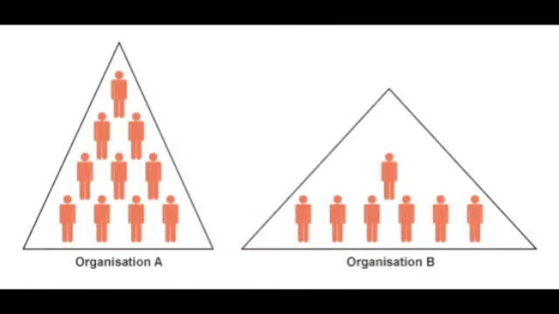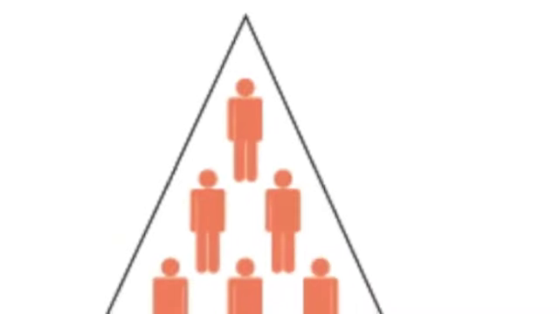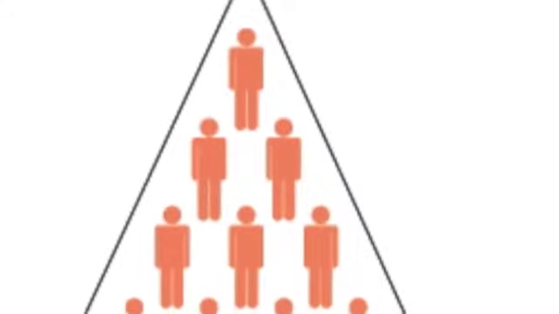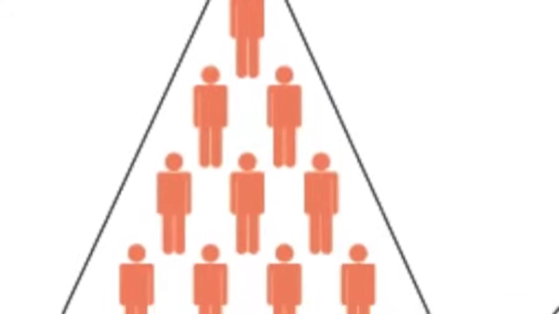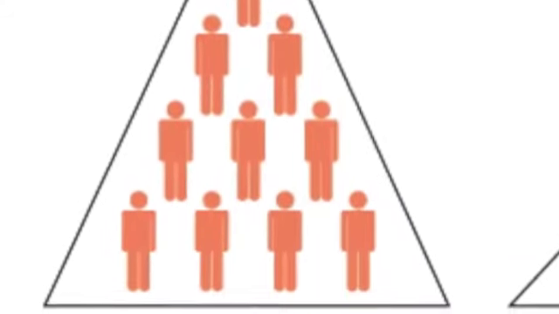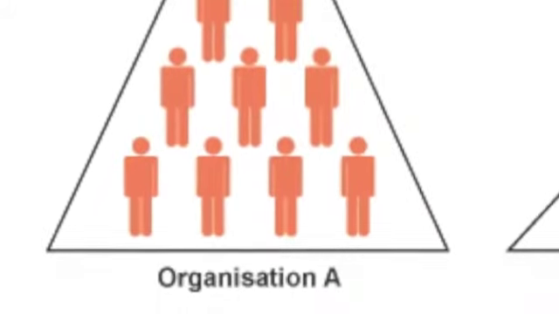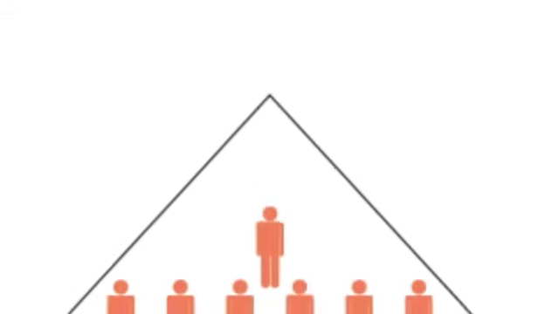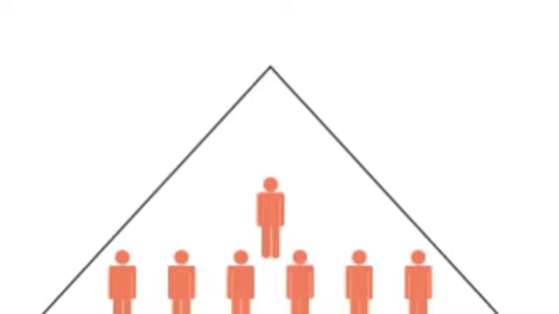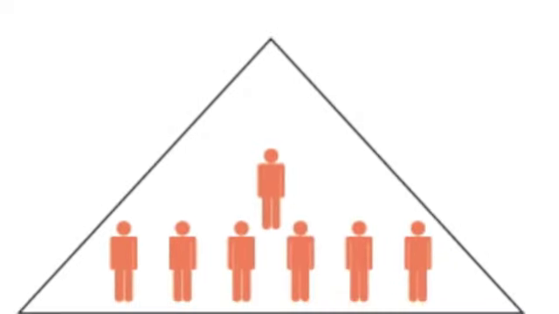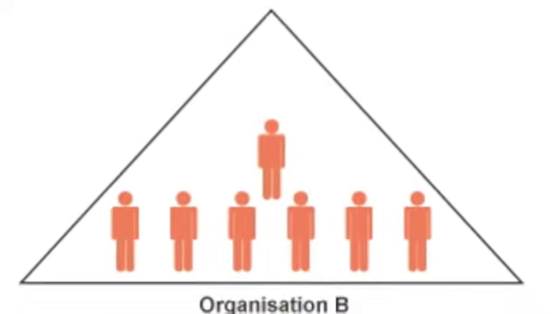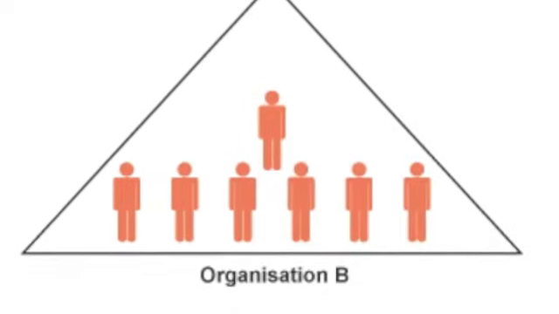Here we see a diagram of two pyramids, one tall, the other flat. When an organization has many levels of authority or hierarchy and a narrow span of control, it is called a tall organization. When there are few levels and a wide span of control, it is simply known as a flat organization.